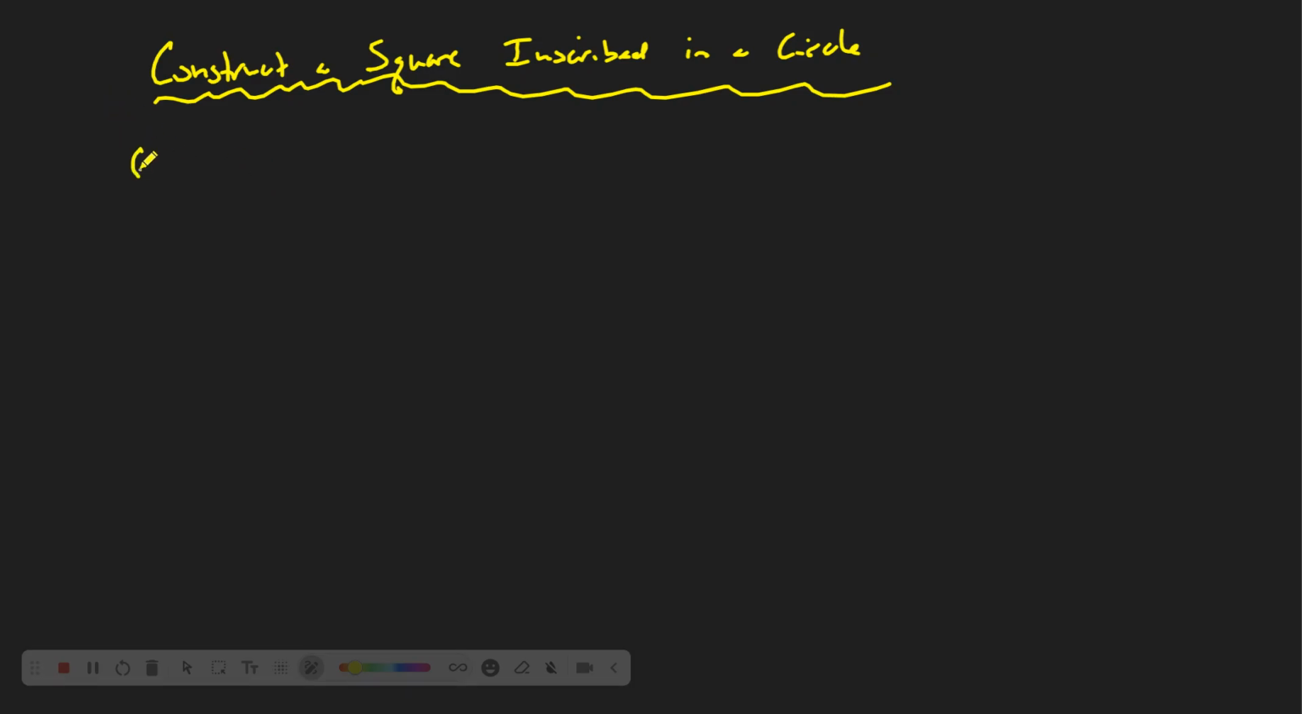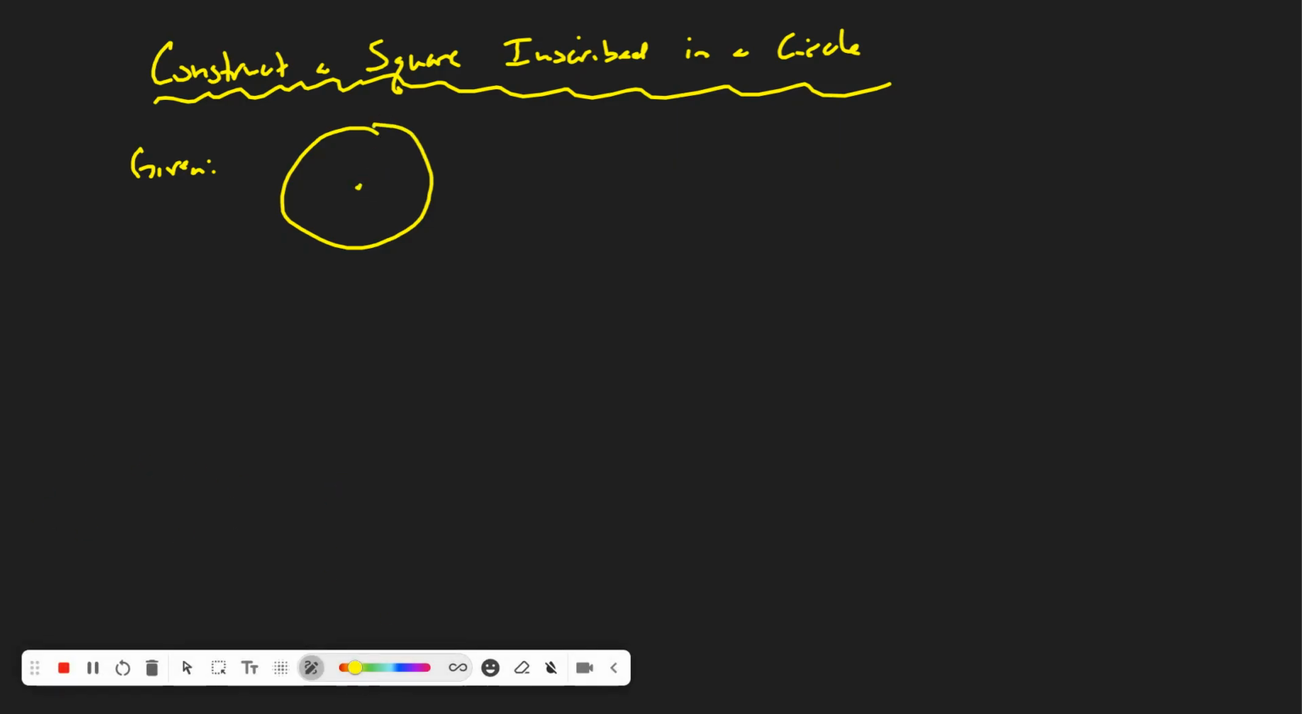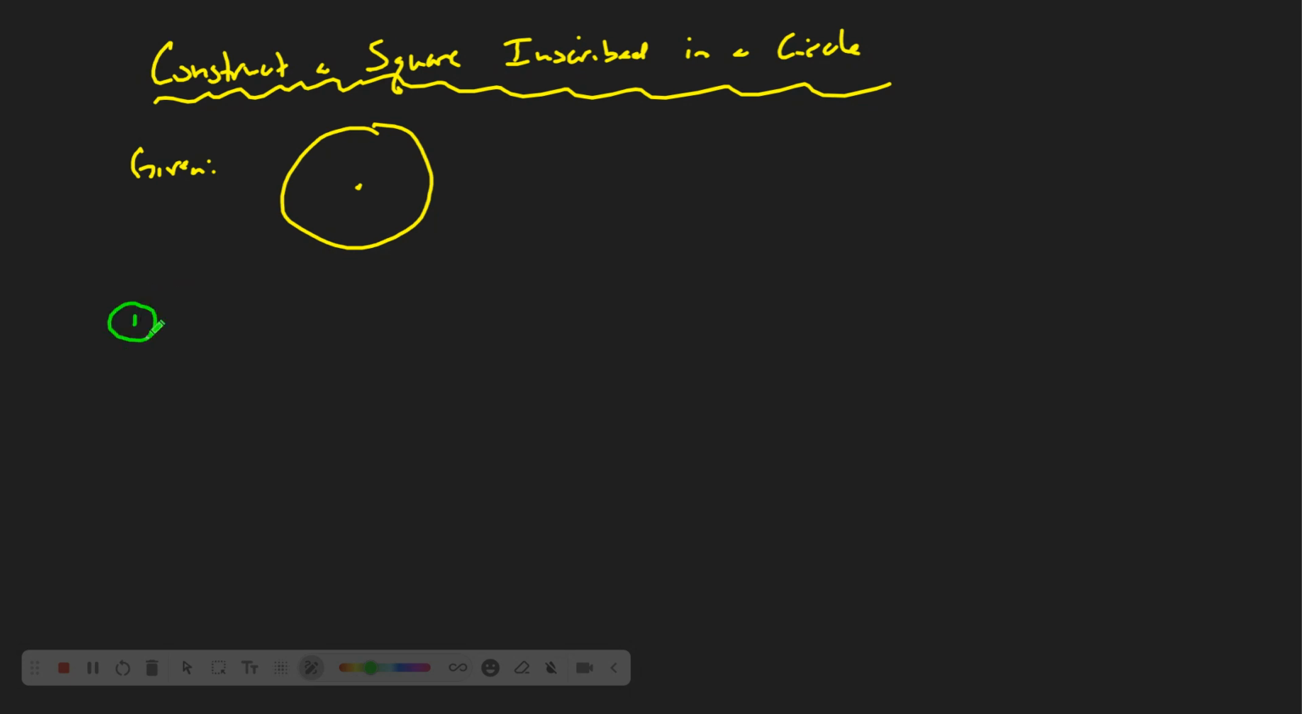Okay, so again, you're going to be given a circle with the center labeled. So here's my circle. There's the center. Okay, so step 1. And I'm going to try to make this go on one page if possible. It might be tough. So we're going to draw a line through the center of the circle. This is going to give us a diameter.